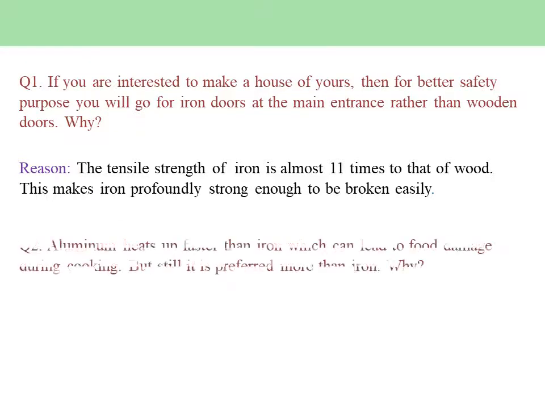All right. Moving on to the next question: aluminium heats up faster than iron, which can lead to food damage during cooking. But still, it is preferred more than iron. Why? Think about it. Aluminium heats up faster than iron. So if I have a container of aluminium and a container of iron, definitely aluminium will heat up faster. Now this property will definitely lead to food damage.